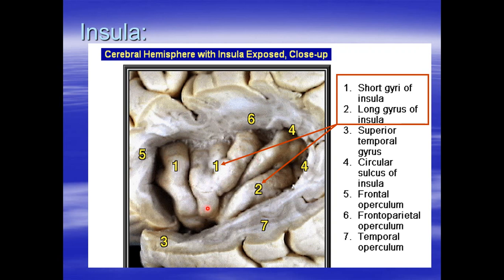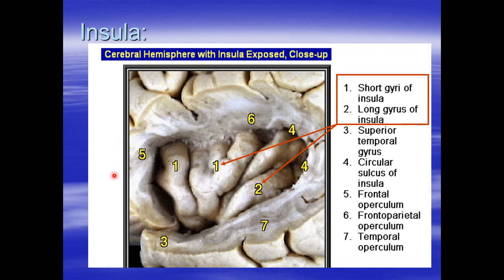We said it is buried or hidden inside the brain, and these gyri also have names, which are the short gyri of the insula and the long gyrus of the insula. You can see this is the long gyrus of the insula, and these are the short gyri of the insula, and at number 4 is the circular sulcus of the insula. So we have some gyri and sulci also within the insula.